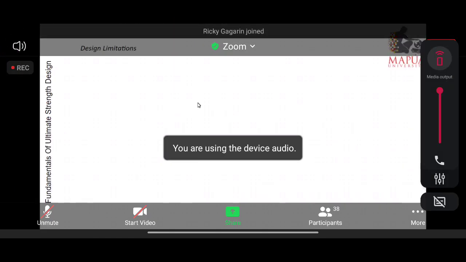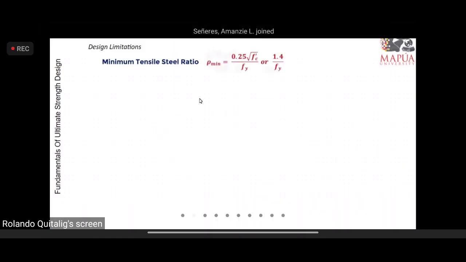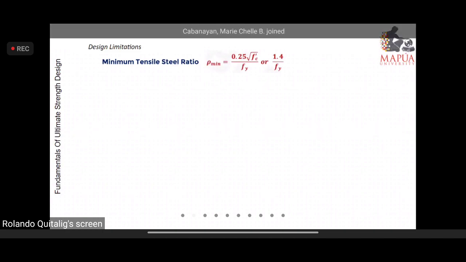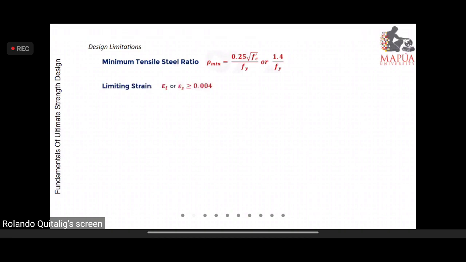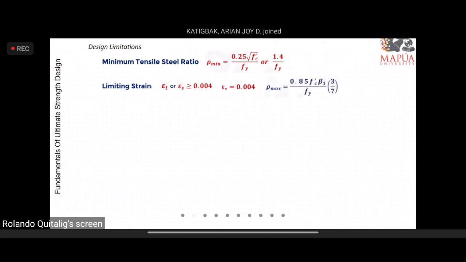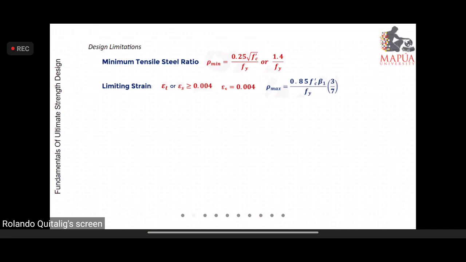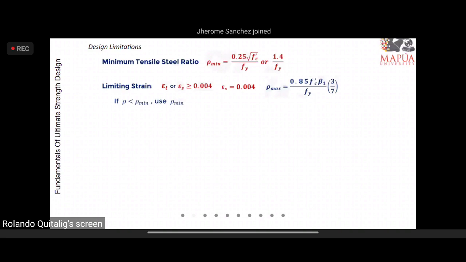Recording in progress. We have the minimum tensile steel ratio that is depicted as 0.25 square root of FC prime over Fy, or 1.4 over Fy. For the limiting strain, we have 0.004 greater than or equal to the strain of the steel. That will be 0.004 as the threshold. And for the maximum, will be 0.85 FC prime beta 1 over Fy times 3 over 7. This rho will be utilized in computation of the steel reinforcement. That's rho BD equals AS.